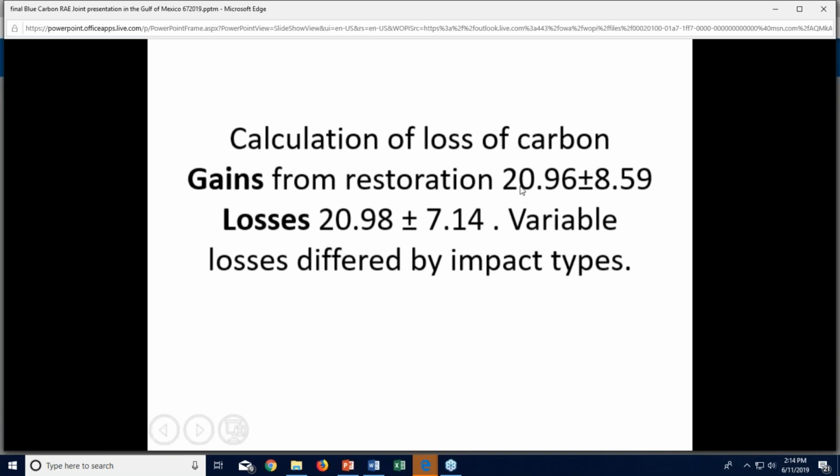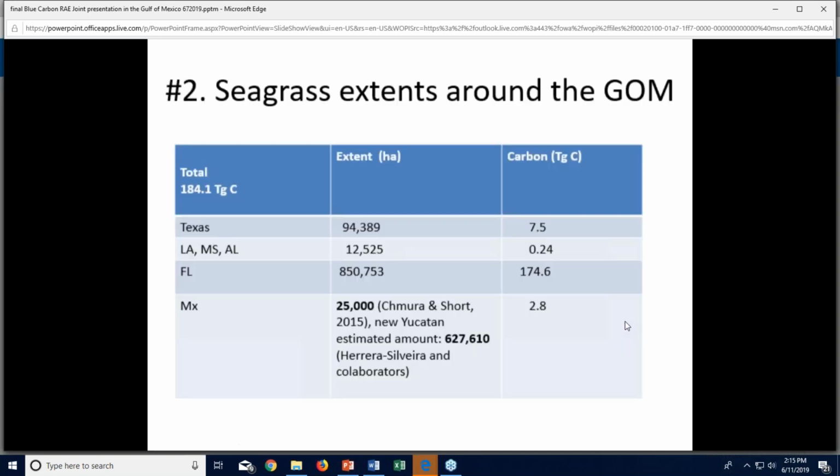But what we found is that the loss of carbon was about 20 megagrams per hectare, and the gain was about 20 megagrams per hectare, and the loss was about 20 also. And that is not per year, but that's over a period of a decade. So there were variable losses by different impact types. And it was clear that there was more loss when there was more impact than the natural seagrass.